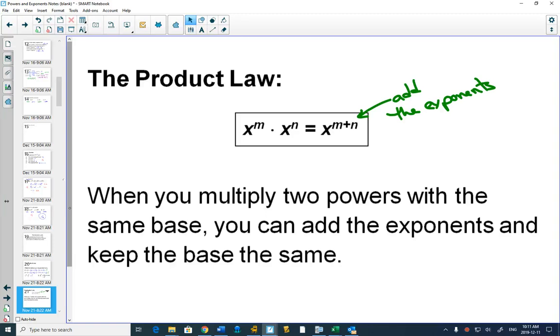When the rule is written with algebra, they use letters to say there could be any numbers here. And all you need to do is add those exponents together. So the product law in words says when you multiply 2 powers with the same base, you can add the exponents and keep the base the same.